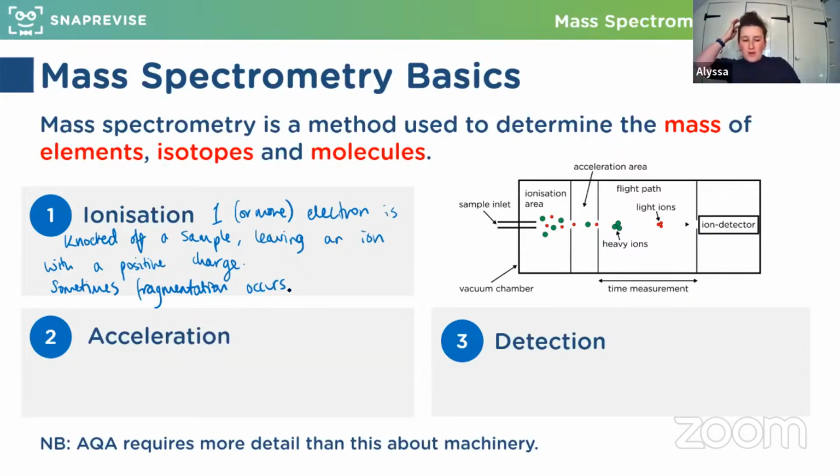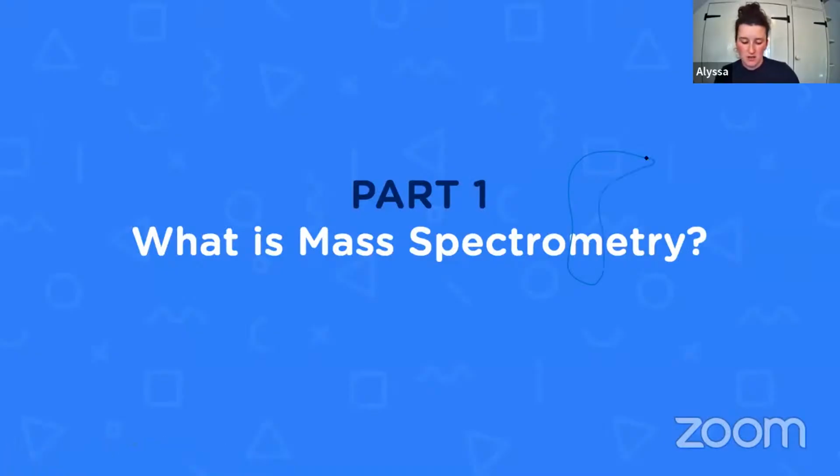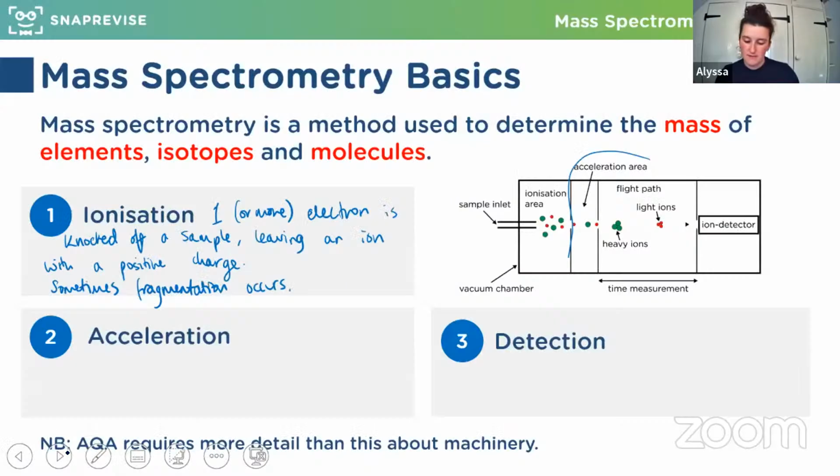Okay, so now we've got our ions. It has to be an ion, otherwise it's not going to be accelerated through our electric fields. So it has to be a charged ion. Because it's charged, it can be accelerated in our acceleration area.